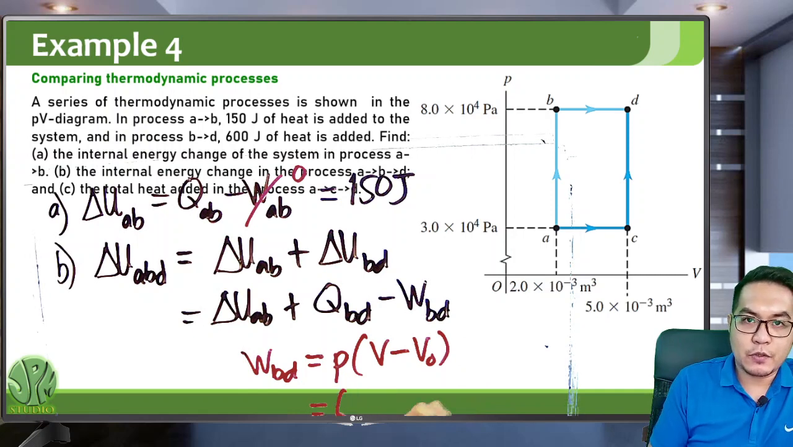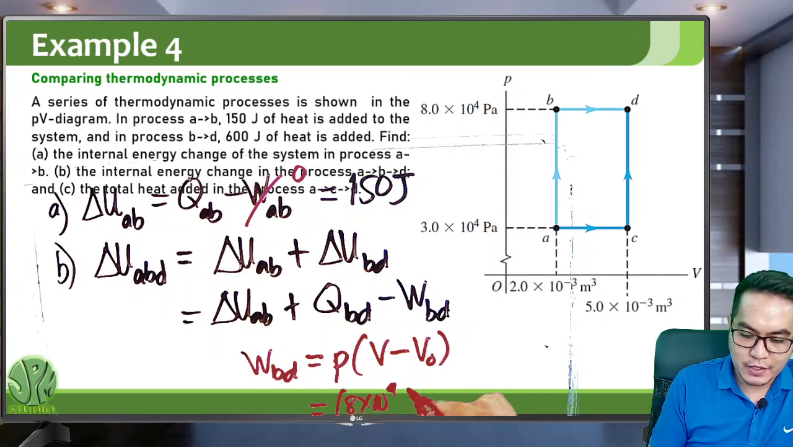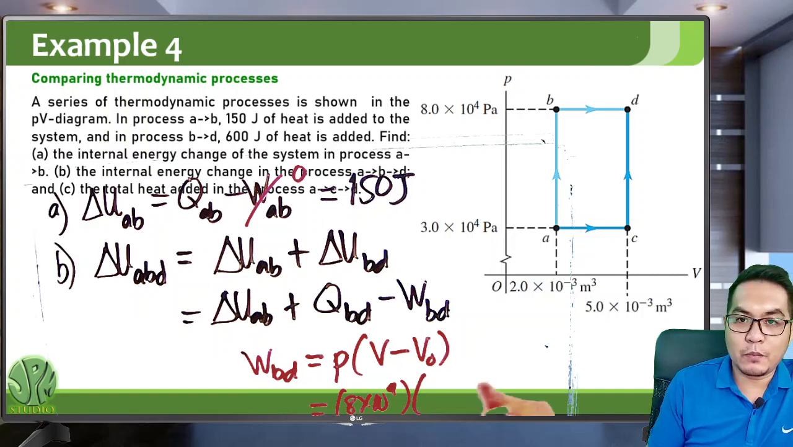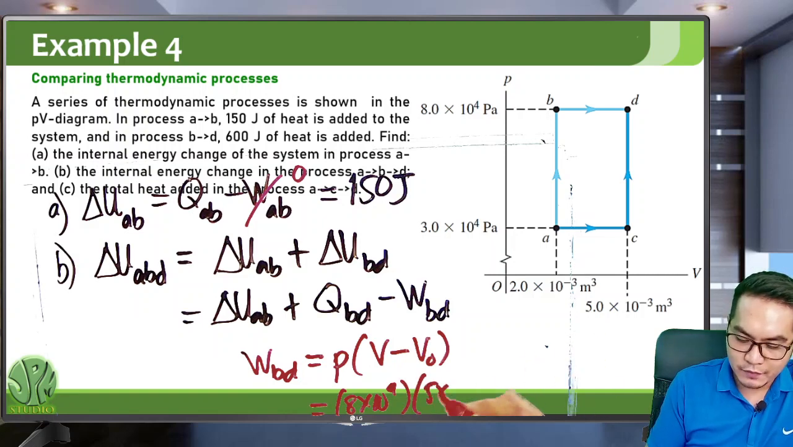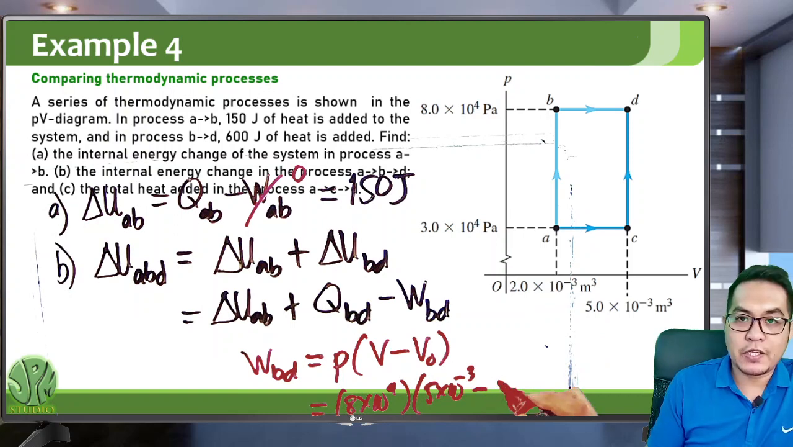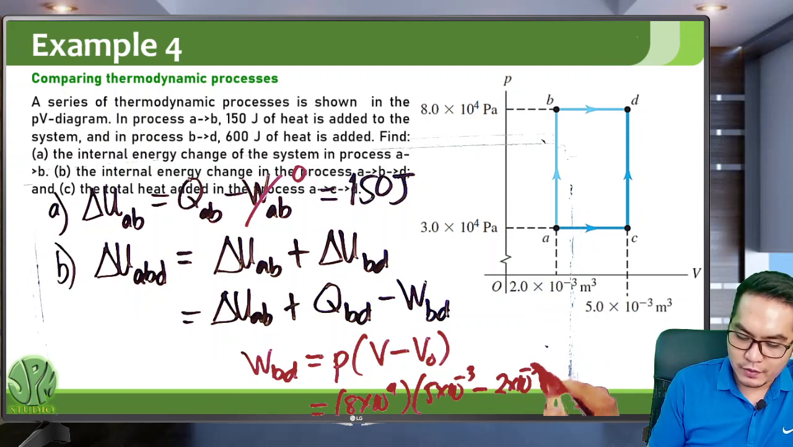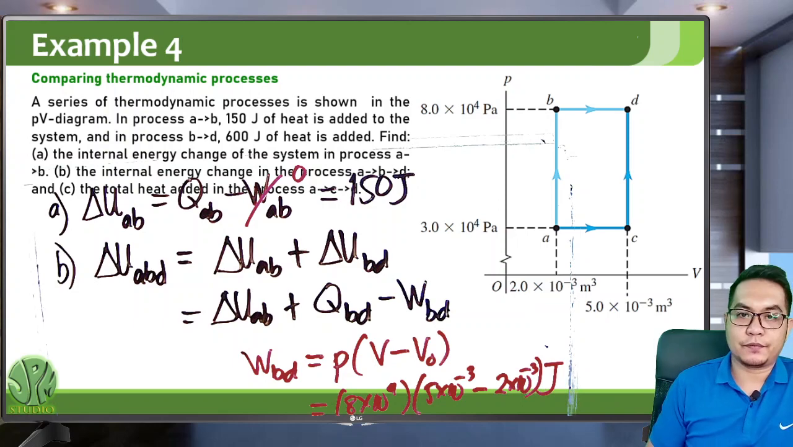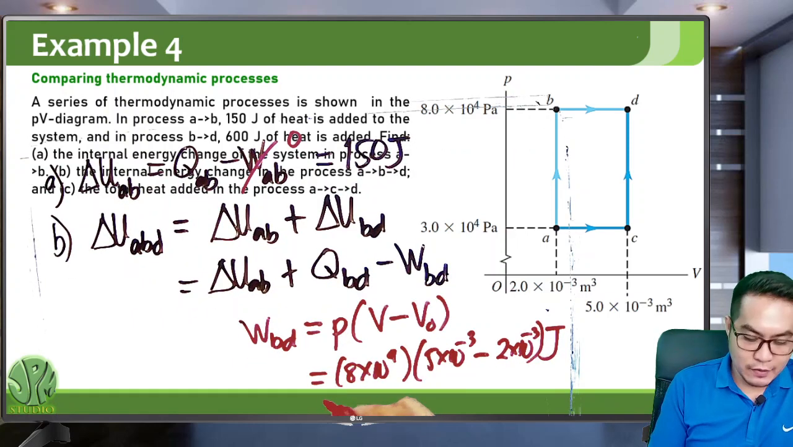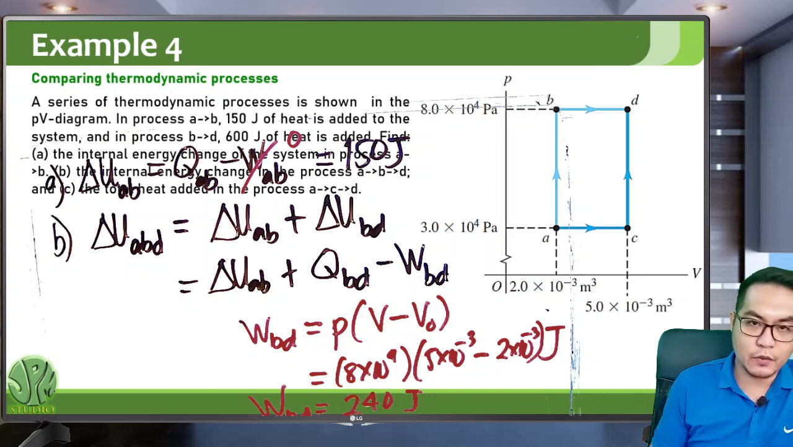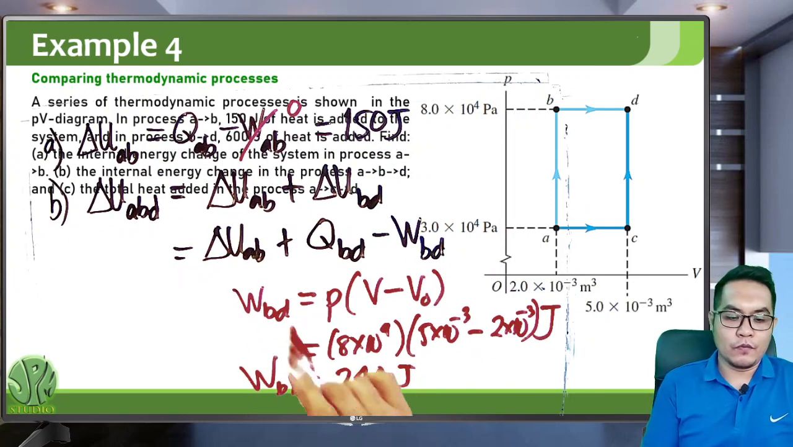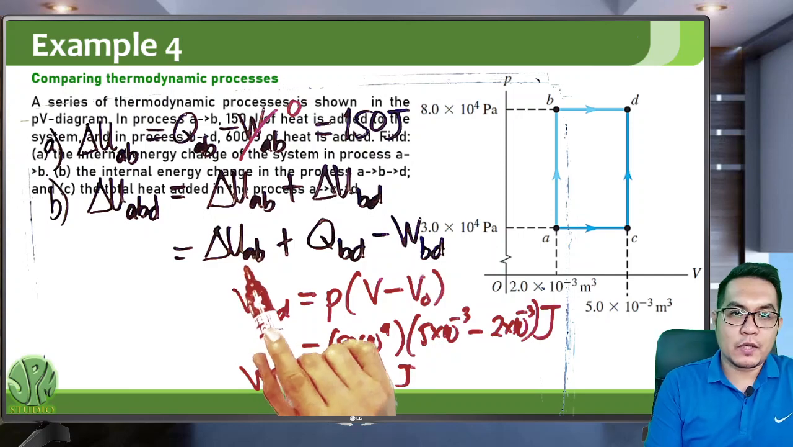In this case, you have 8 times 10 to the 4 pascals times the final volume, 5 times 10 to the negative 3, minus the initial volume, 2 times 10 to the negative 3. The final unit is joules, and you will get a value of 240 joules. So this is the work done from B to D. So you already know this one.